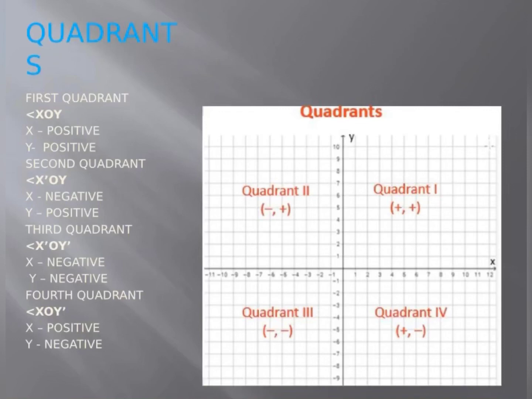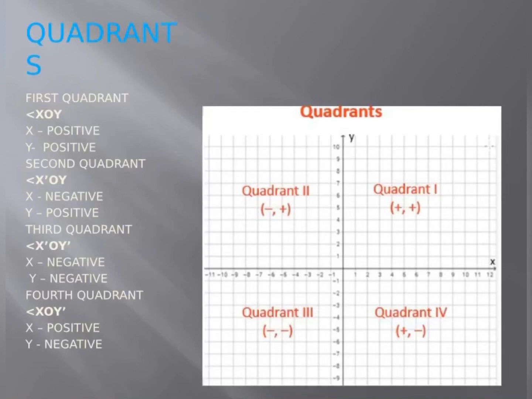Now students, let us summarize it. If both x and y are positive, then that point will be lying in the first quadrant. If x is negative and y is positive, then that point will be lying in the second quadrant. If both x and y are negative, then that point will be lying in the third quadrant. And if x is positive and y is negative, then that point will be lying in the fourth quadrant.